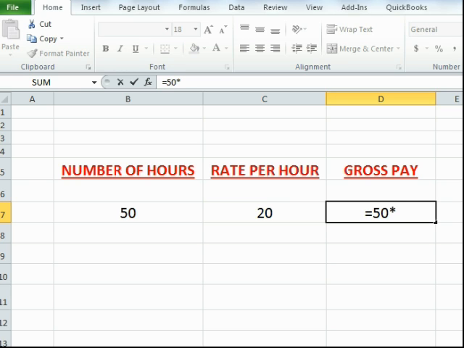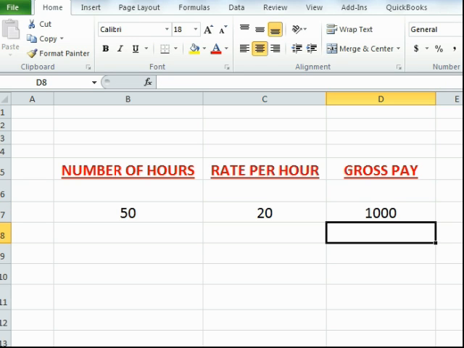So you would tell Excel, please multiply 50 times 20. And this would be the math that a person would do in order to get the gross pay, and this is the math that Excel will do. Now, to save the cell, we push enter, and you notice you are entitled to $1,000. But the most important thing to take away from this presentation is the behavior of the formula bar.